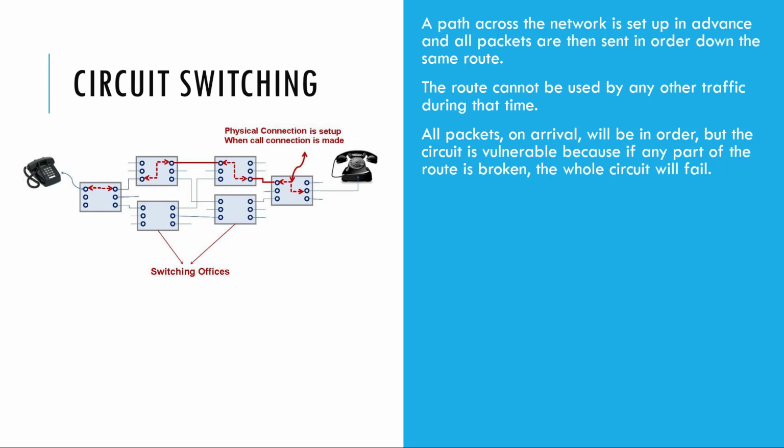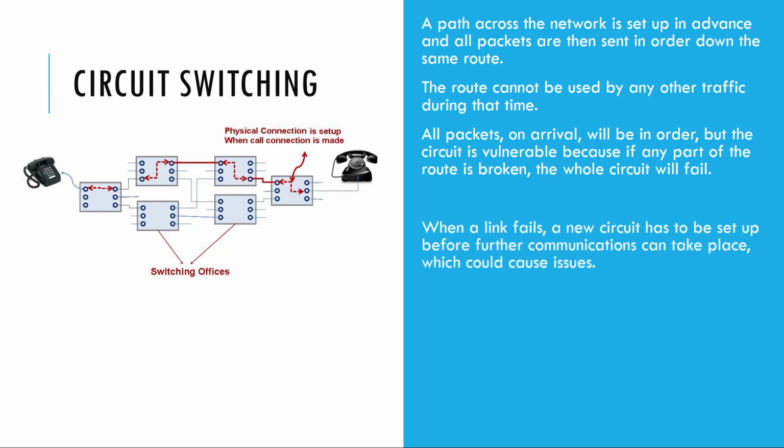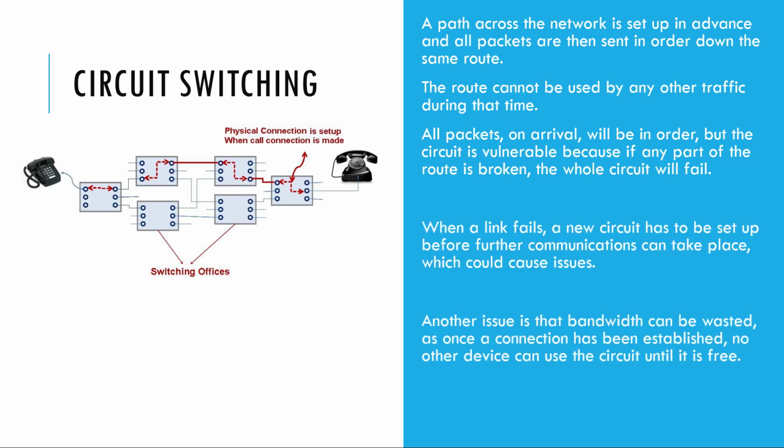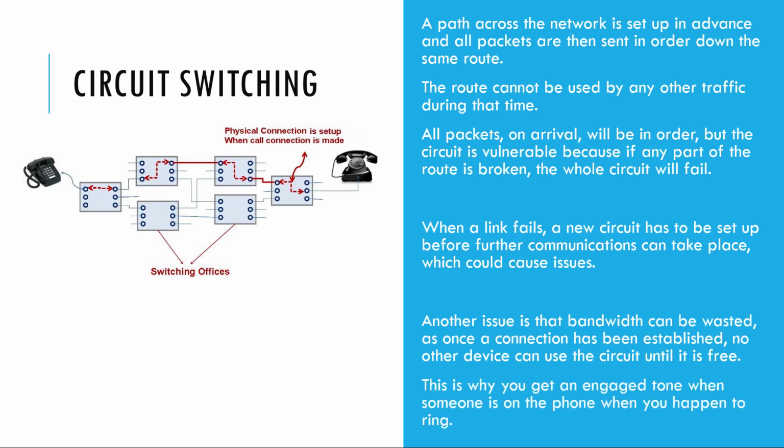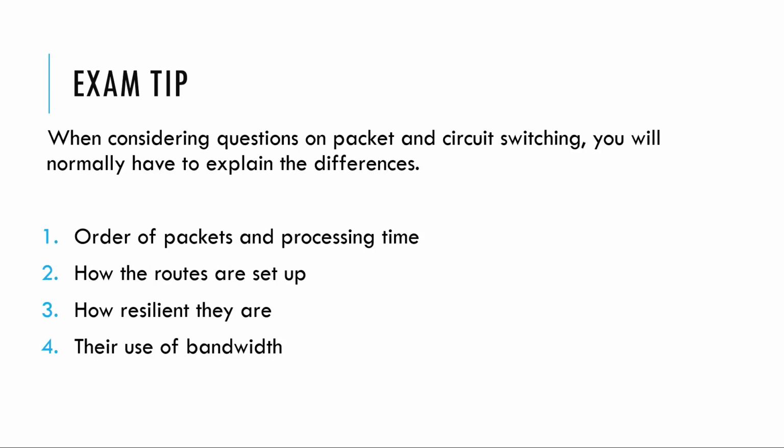So when a link fails, a new circuit has to be set up before further communication can take place, which would cause issues. Another issue is that bandwidth can be wasted, so that whole cable is taken up by one thing, either a phone call or me trying to access a website, for example. Right? So there we are.